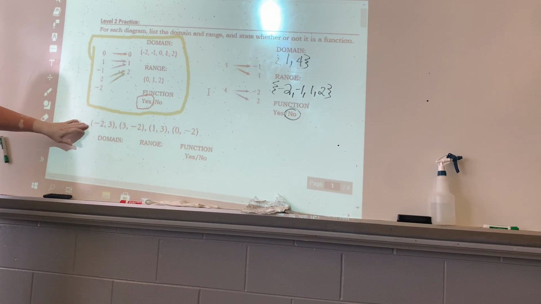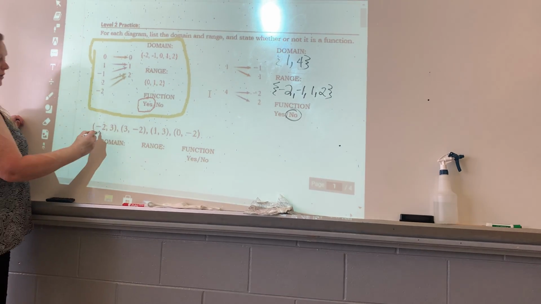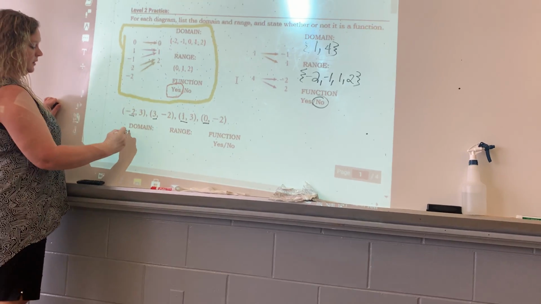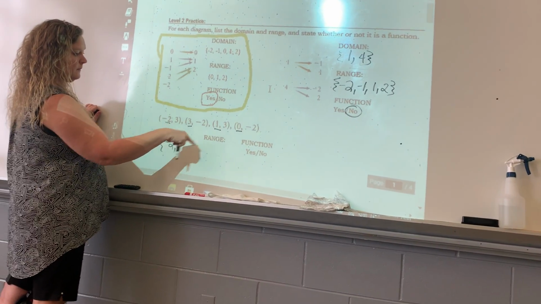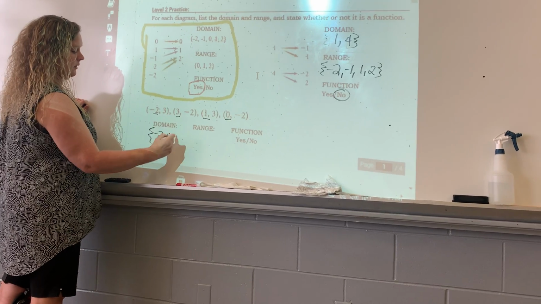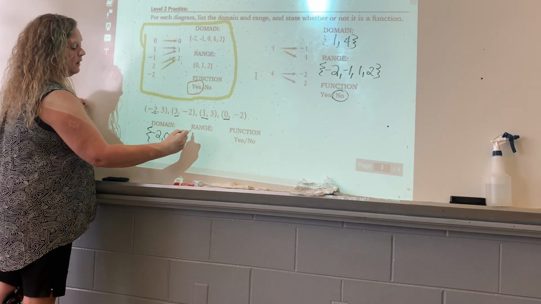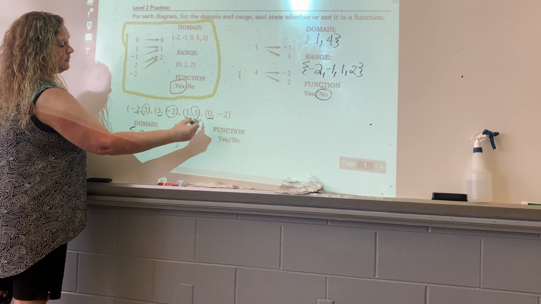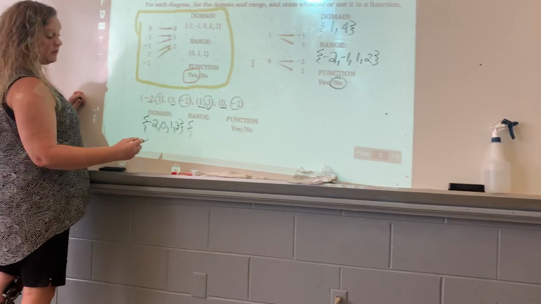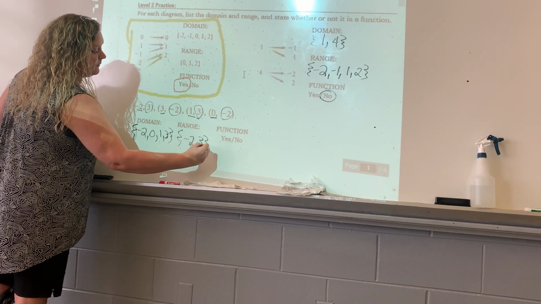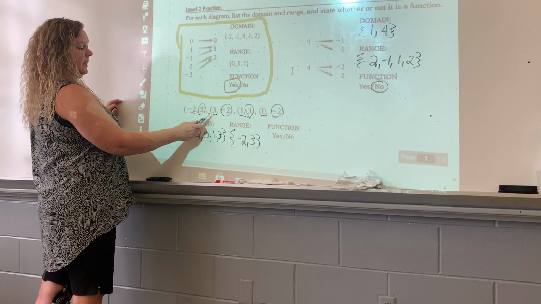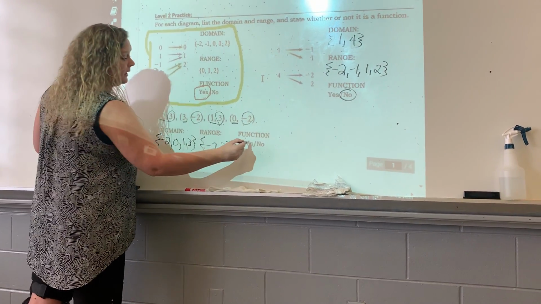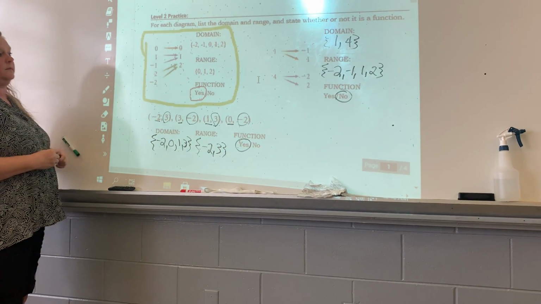All right, domain and range for this one. The domain are the X values. So -2, 3, 1, and 0. From least to greatest will be -2, 0, 1, and 3. The range is 3, -2, 3, -2, so just -2 and 3. Is this a function? Was there any X value that repeated? No X value repeated, so it is a function. Okay?